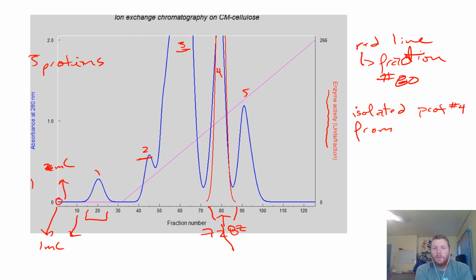So that's kind of everything that we want to see here. The red line corresponds to enzyme activity. The pink line corresponds to concentration of whatever agonist you're adding to elute your protein. And the blue line corresponds to the presence of protein, just kind of general protein.